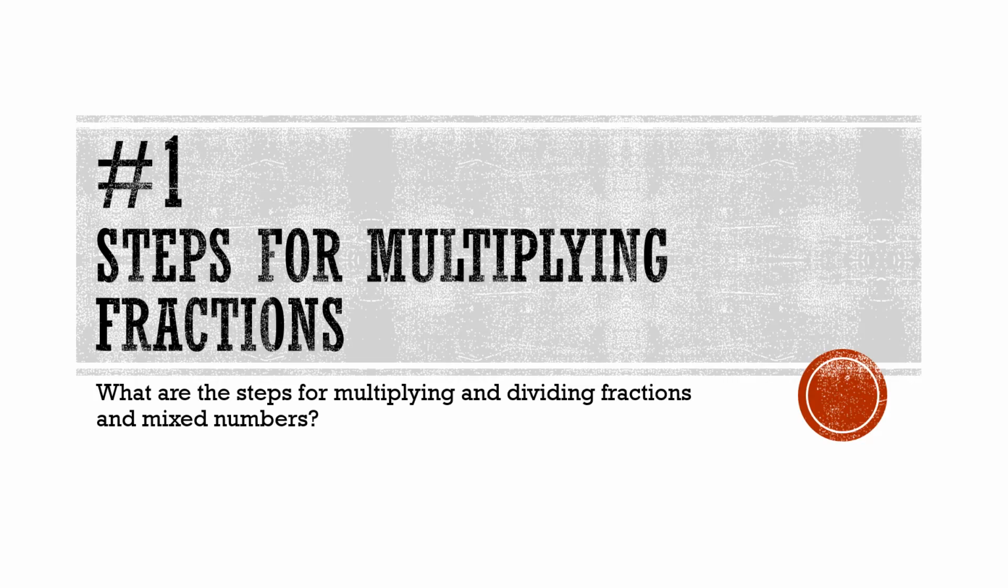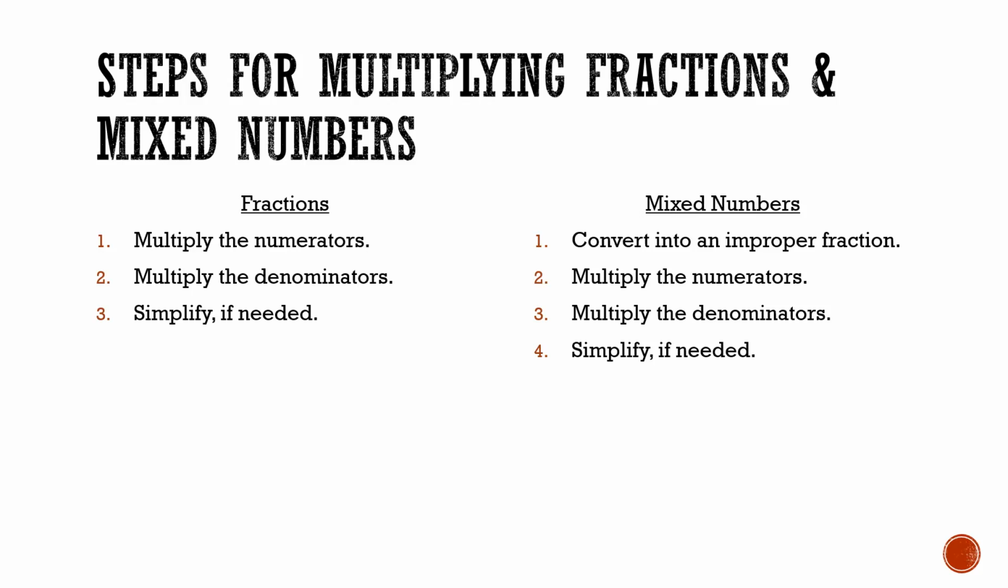So first let's go over the steps for multiplying fractions and mixed numbers. Our steps for multiplying fractions and mixed numbers is simply to multiply the numerators and denominators and simplify if needed. The only different step on mixed numbers is that you first need to convert it into an improper fraction.